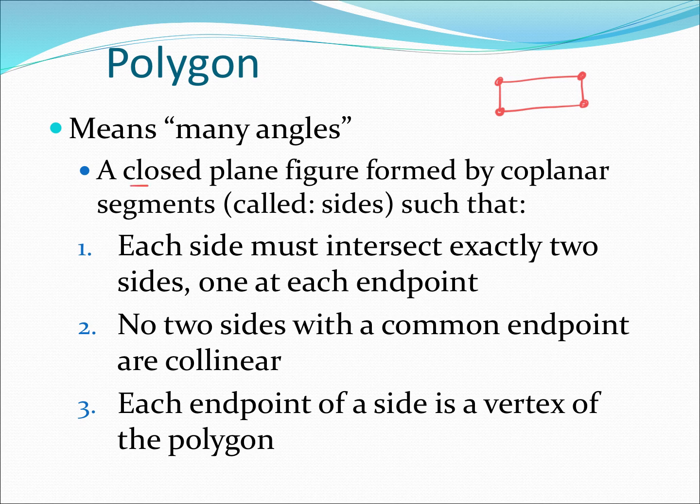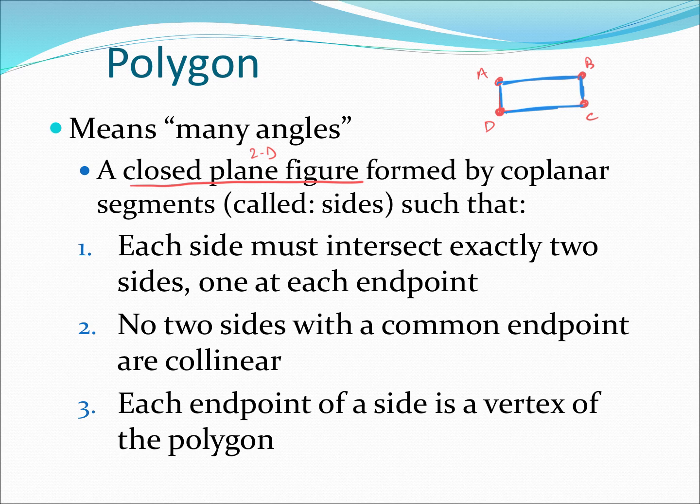The first thing says a closed plane figure. That means a closed two-dimensional figure. Closed meaning there are no open ends to it. Everything ends at another point, okay? It says coplanar segments. So here we have, let's say, A, B, C, and D. That means segment AB is on the same plane as BC, the same plane as CD, and the same plane as AD.